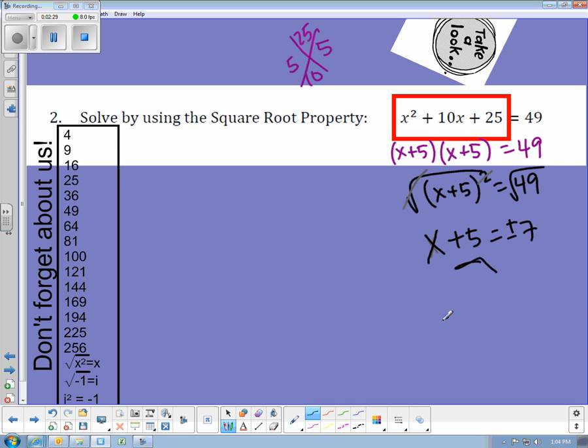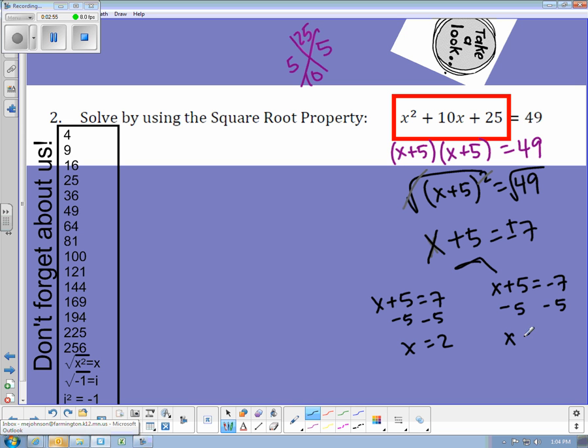So then when we split that into two equations, x plus 5 equals 7, and x plus 5 equals negative 7. Solve them both. I get x equals 2, and I get x equals negative 12. Oops, not 10, 12. 5 minus 5, x equals negative 12. So I'd have either of those solutions, okay?